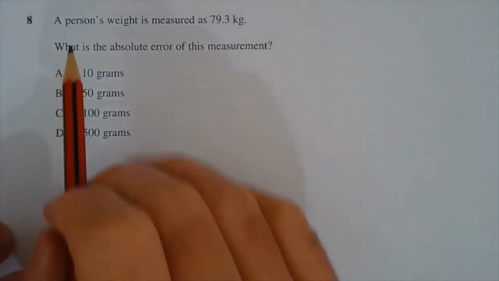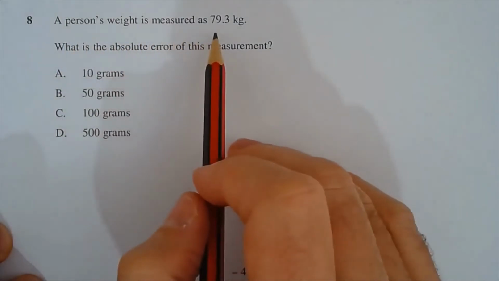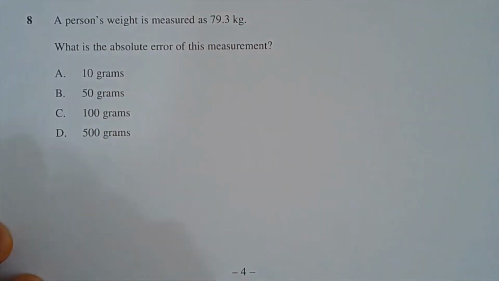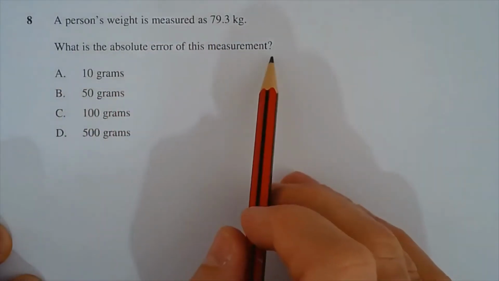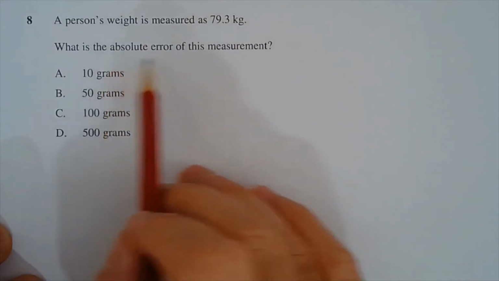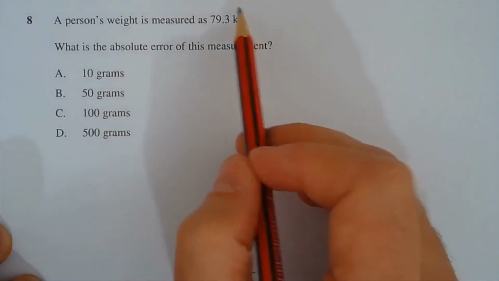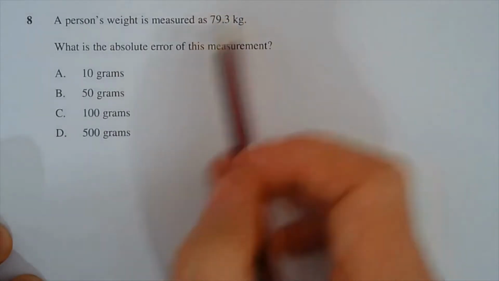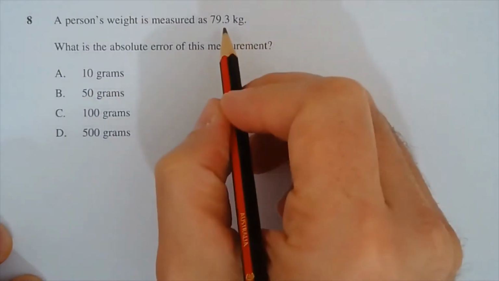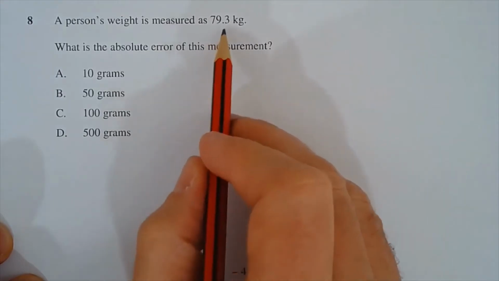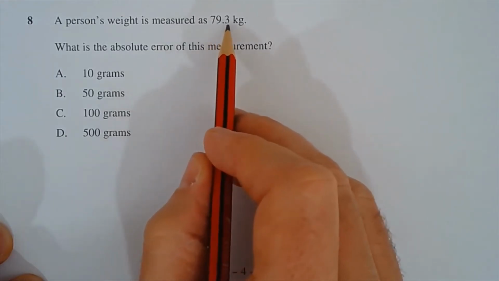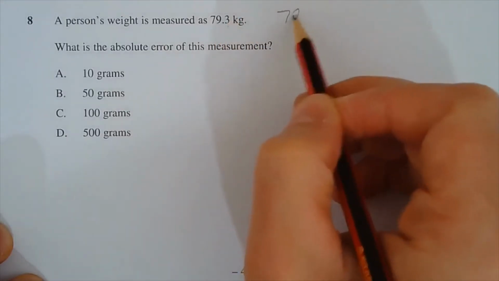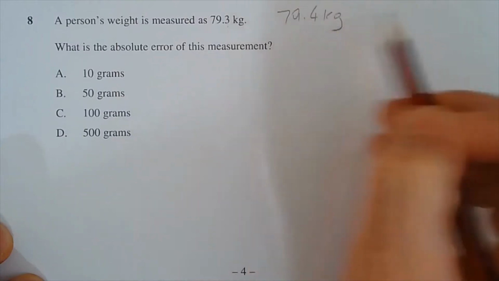Question 8. A person's weight is measured as 79.3 kilograms. What is the absolute error of this measurement? When you talk about absolute error, it's to do with the smallest unit of measure that this measurement implies. And the smallest unit is 0.1. Look at the steps. 79.3 kilograms. The next step up is 79.4 kilograms and so on.